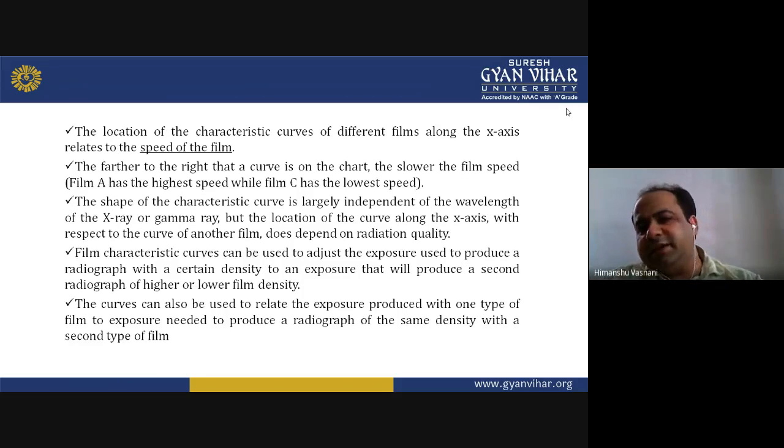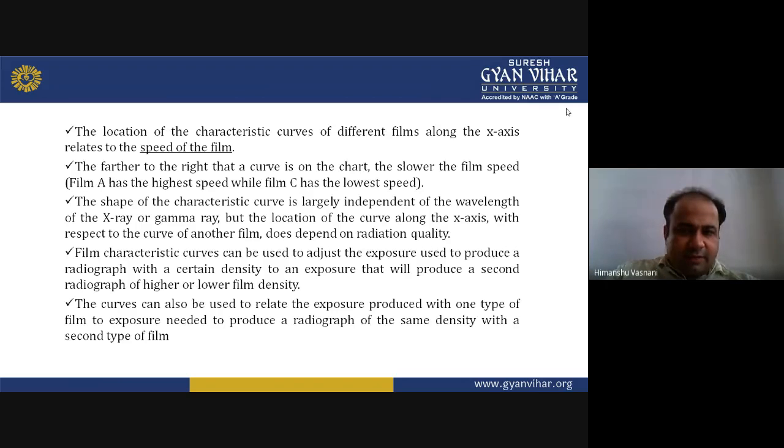The shape of the characteristic curve is largely independent of the wavelength of the X-ray or gamma ray. But the location of the curve along the x-axis, the horizontal axis, with respect to the curve of another film does depend on radiation quality.